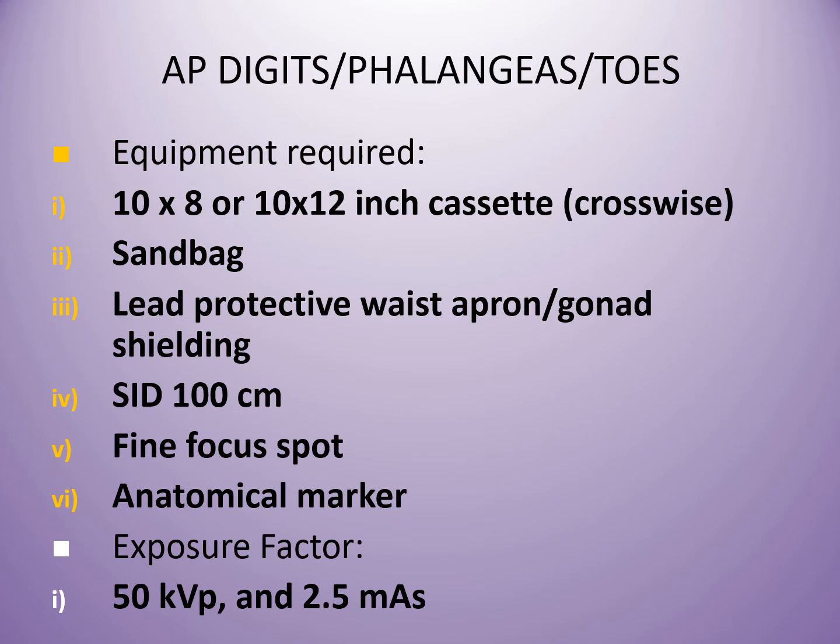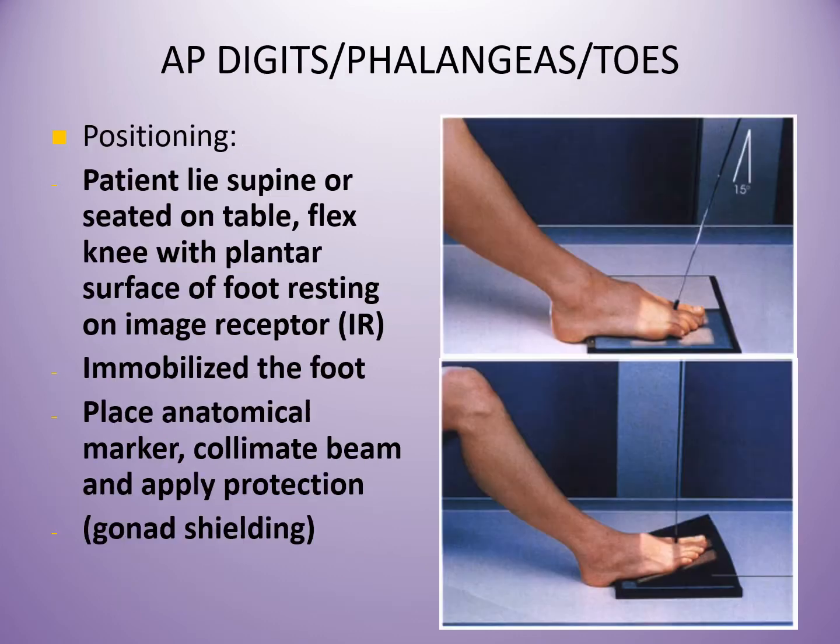Okay, so the technical factors involved, yang saya kata beza cuma the exposure factor as well as the size of the image receptor that we use. Example here for the digits, biasalah dia tak tebal sangat kan, yang paling nipis antara bahagian badan yang lain. So it could be 45 to 50 kV and 2.3 up to 2.5 mAs for the exposure factors. Ini semua sama lah, still 100 cm for the SID.